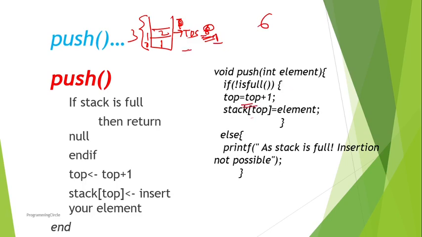So the top of the stack is top of the stack plus 1. That means 1 plus 1, which is nothing but 2. At stack position 2, I have this element which is nothing but 6. So 6 will be inserted here, at position 2.